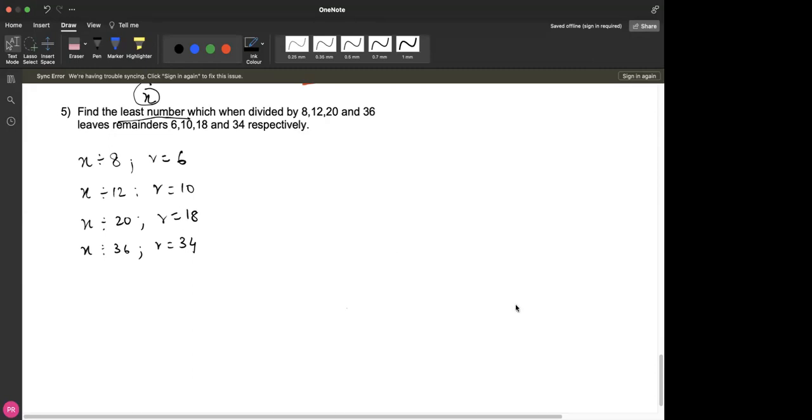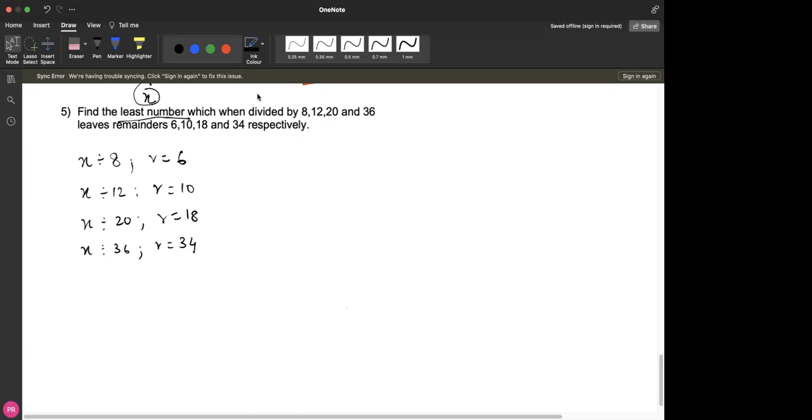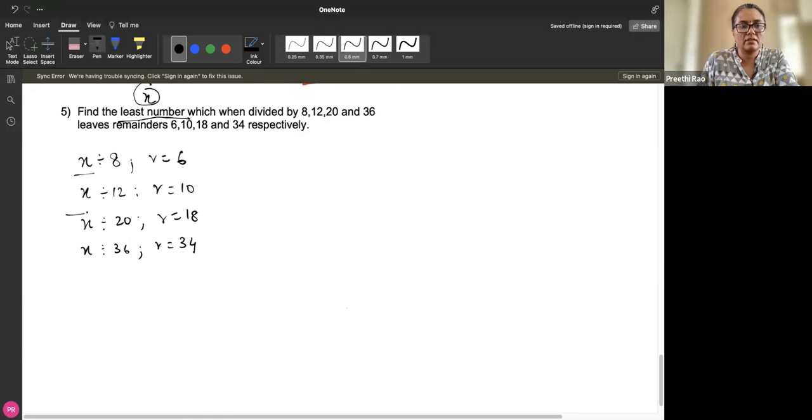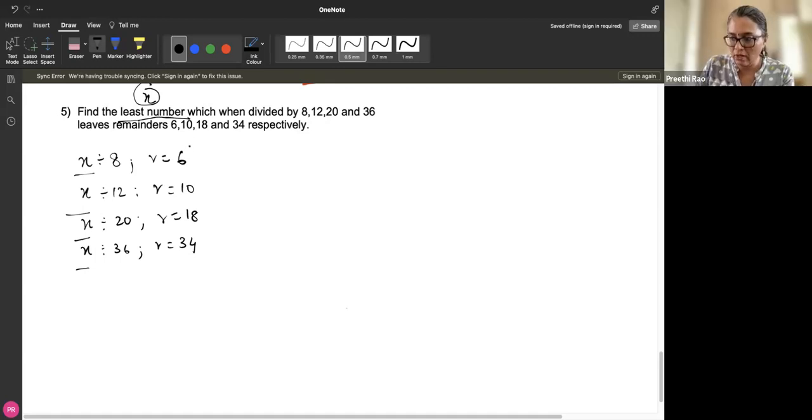So it's not a different number that you're going to divide by 8, a different number you're going to divide by 12. It's all the same number. It is X. The same number is being divided by 8, by 12, by 20, and by 36, but it gives a different remainder. So shall we solve?